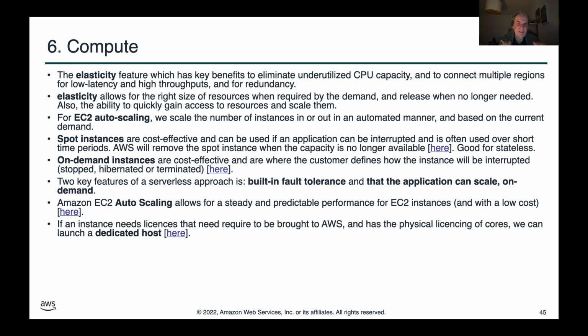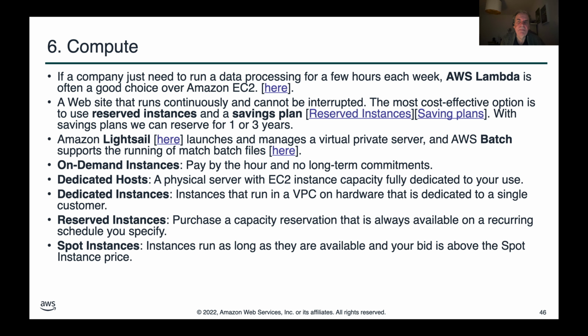And if an instance needs a license with, say, a certain number of cores, we can use a dedicated host for that. If a company runs a data processing application for just a few hours a week, then AWS Lambda is a good choice for that. For a website that needs to be run continuously, then we probably want to be reserving instances and using a savings plan, such as for 1 or 3 years.